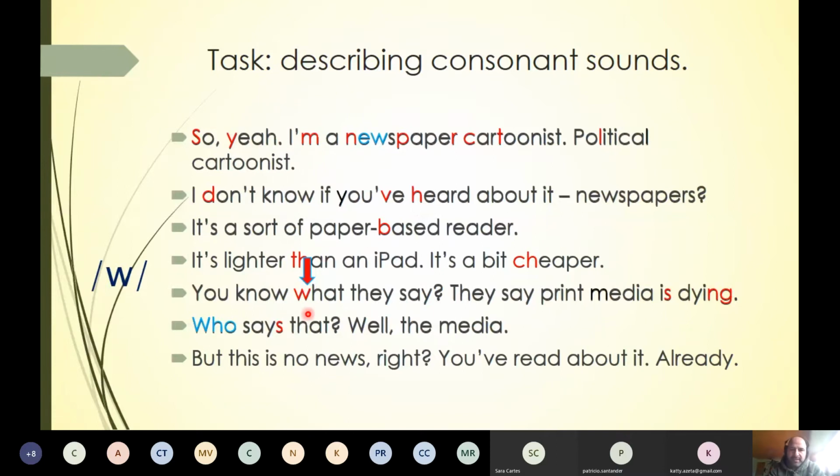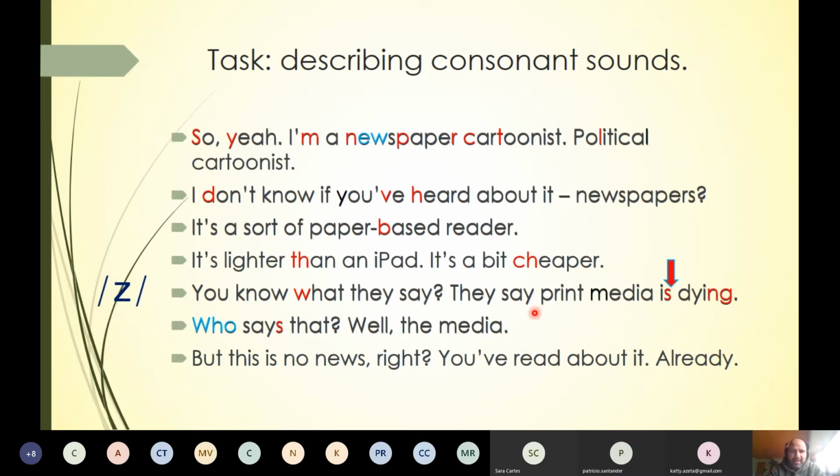Wu, it's also a glide. It's voiced and is a labiovelar, because when we produce this sound, we use the lips, right? And also the back of the tongue is raised against the velum or soft palate.